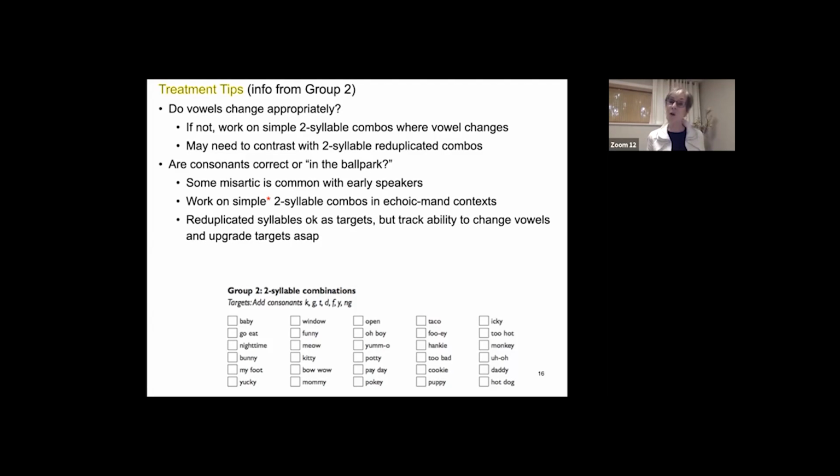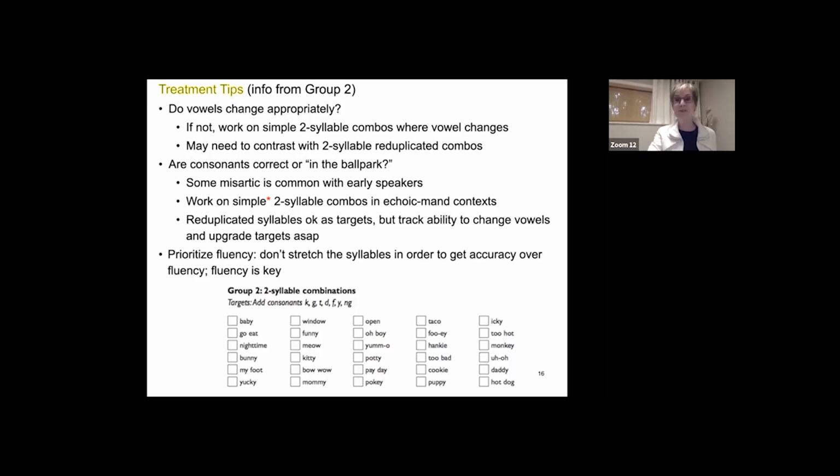Reduplicated syllables are okay here as targets, but you're going to have to track the ability to change vowels. And as their ability improves and that skill improves, then you want to upgrade the targets as soon as possible. Be sure to prioritize fluency. Don't stretch the syllables in order to get accuracy instead of fluency. Fluency is key. So if they can only say it slowly, then the complexity of the phoneme combination, the syllable combination, is too much.